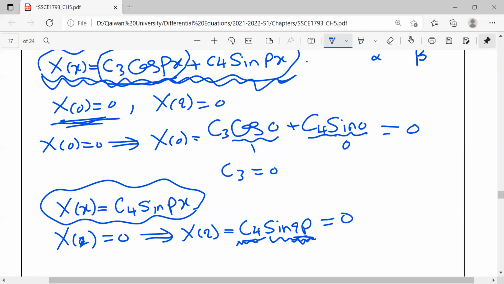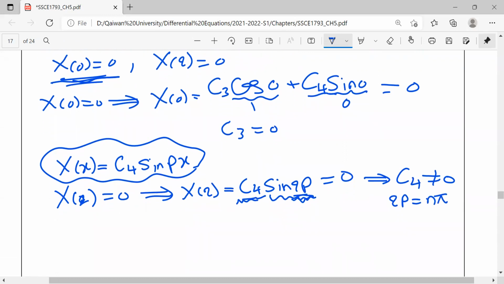Since C4 must not be 0, it means 2p equals n pi. It must be n pi, because sine of n pi is 0. You see, the sine function must be 0, so the angle must be n pi. So 2p equals n pi. That means p equals n pi over 2. This is the value of p.